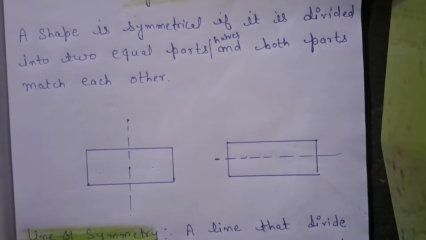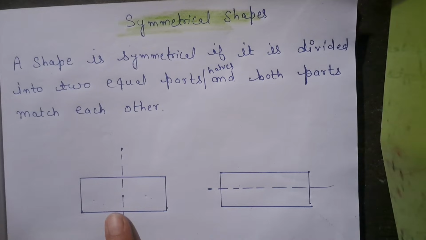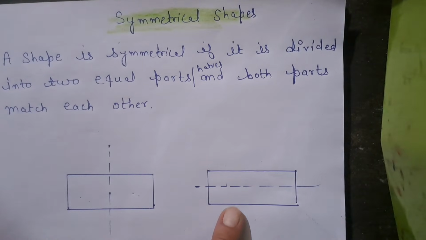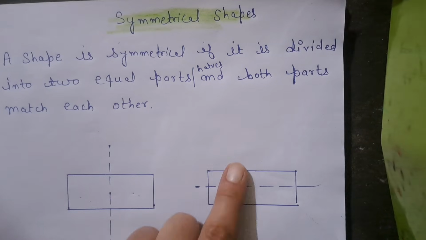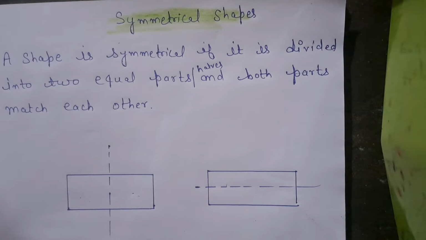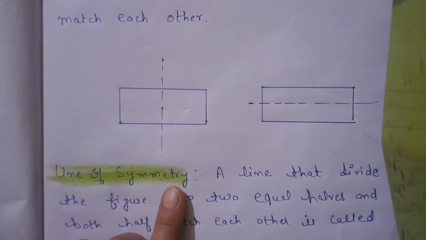Have you understood? Both are rectangles, and when a vertical line divides the rectangle into two equal parts of the same size and same shape, we can say that this is a symmetrical shape. And when this horizontal line divides the rectangle into two equal halves and both the halves exactly match each other, we can say that this is also a symmetrical shape.